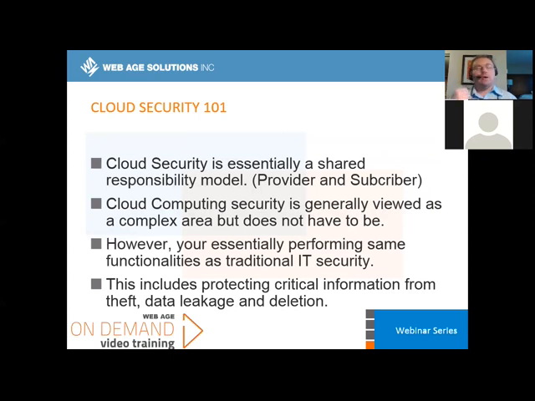Now, a lot of the responsibility will vary, of course, based on whether you are using software as a service or infrastructure as a service. A lot of it is the service model or the deployment model, right? Now, cloud computing security is generally viewed as a complex area. It really isn't complex if you are already doing basically IT security now, then this is all transferable.